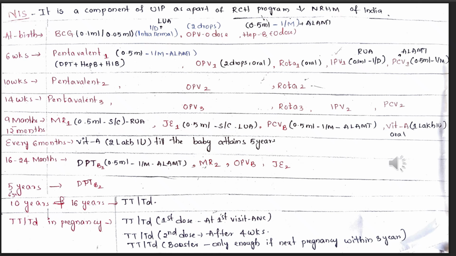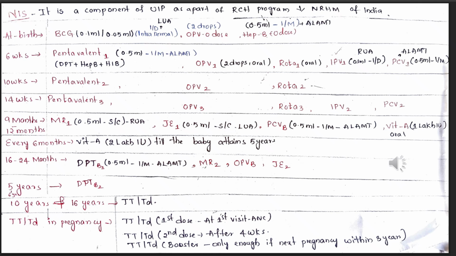And next is the injectable polio vaccine. IPV first dose we also give at 6 weeks of age. The dose is 0.1 ml and the route is intradermal, ID, given at the right upper arm. We give BCG at the left upper arm and IPV at the right upper arm.